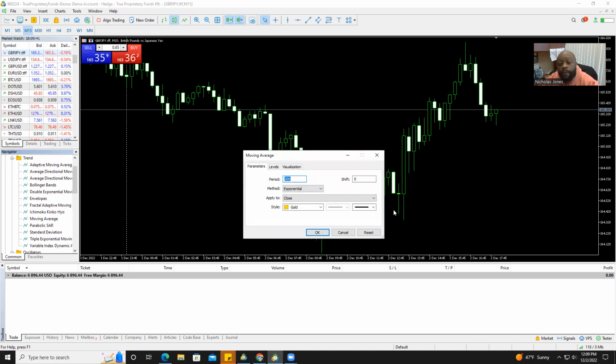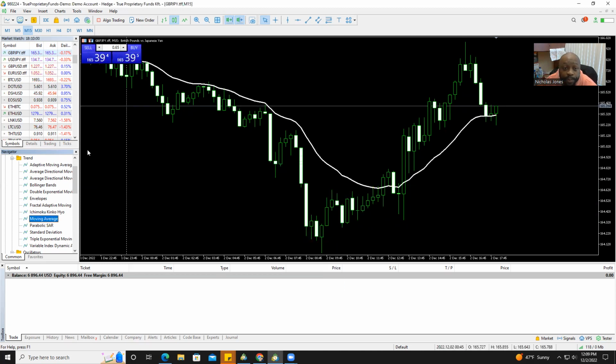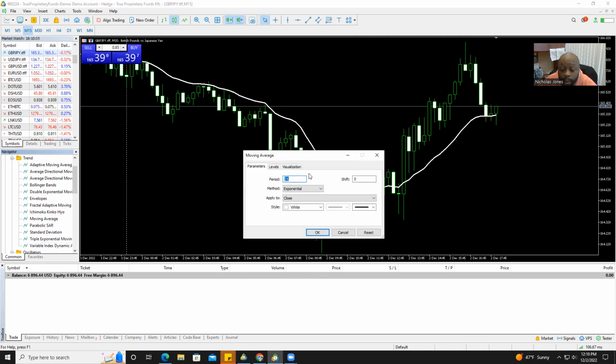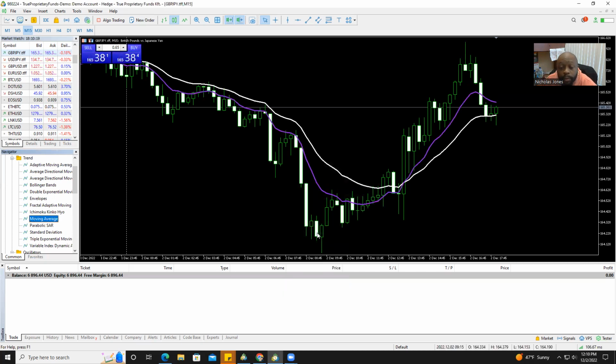Now it's going to show our parameters for the moving average. What you're going to do is type in 21, exponential, close, change the color to white, hit OK, right? Then we're going to go back to the moving average, drag that to the screen, and this time you're going to choose 10. We're going to click our style. We'll do purple. Boom, right?